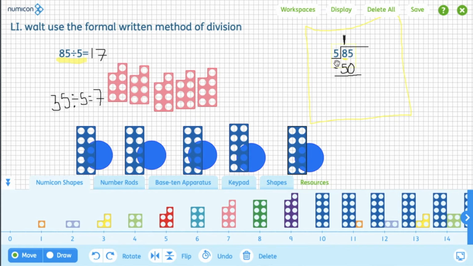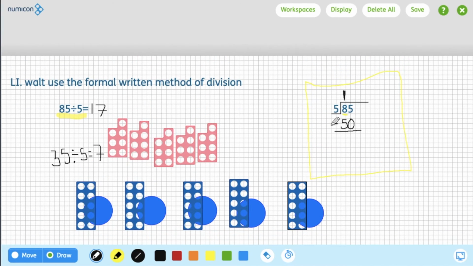And what we're going to do now is we're going to sort of subtract that 50 away to show that I've already used that 50. And I need to get rid of it so that I can work out how much is left over. So we do 85 minus 50. 5 minus 0 is 5. 8 10s minus 5 10s is 3 10s. So I'm left with 35.